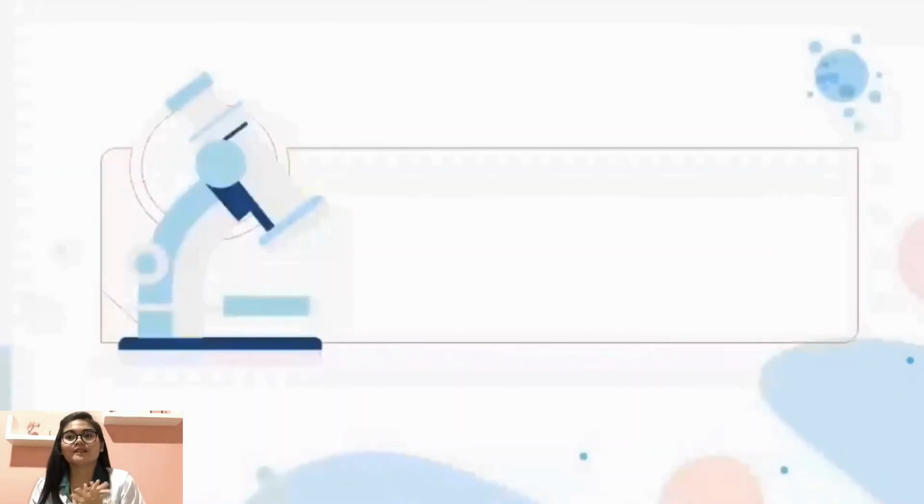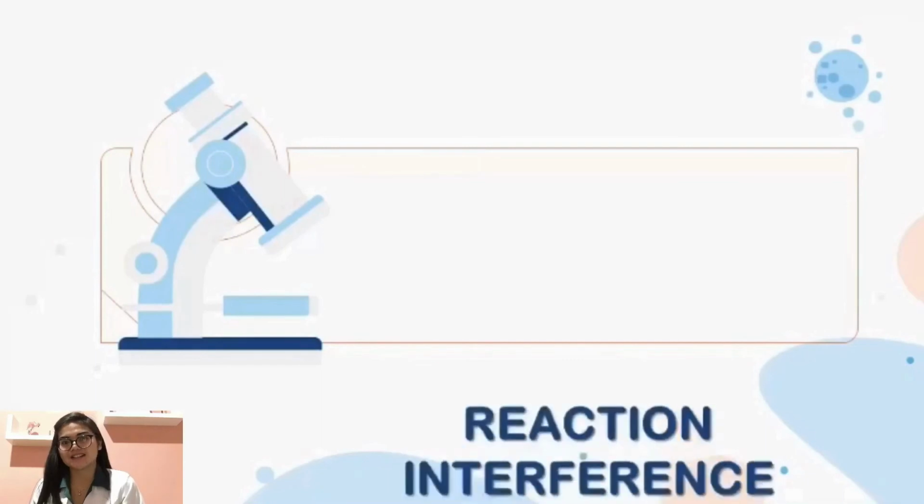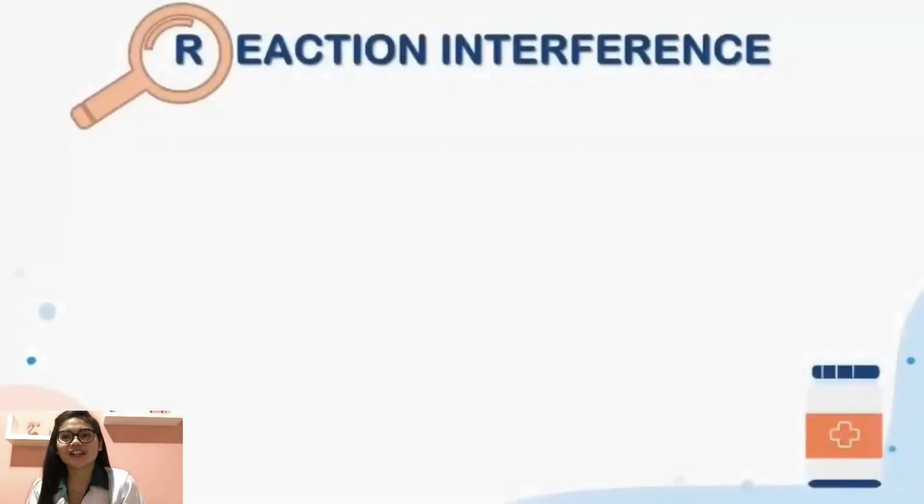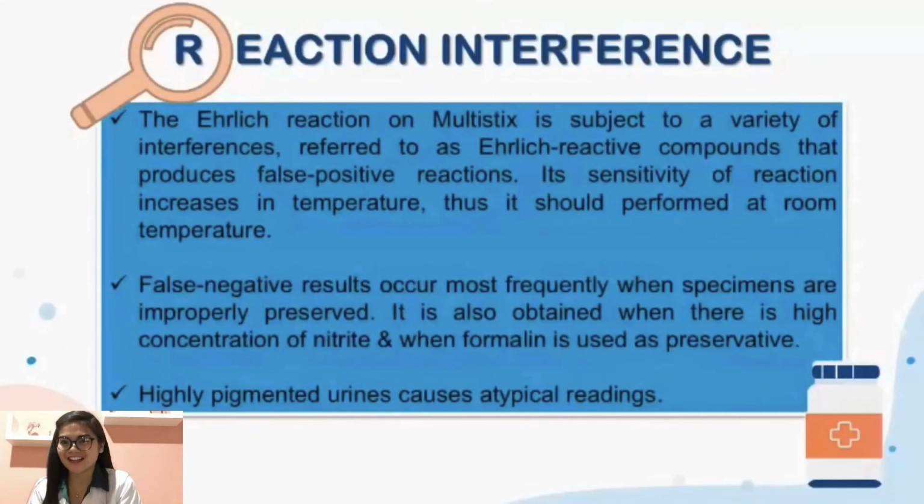And lastly, we will talk about reaction interference. The Ehrlich reaction on Multistix is subject to a variety of interferences, referred to as Ehrlich reactive compounds, that produce false positive reactions. The sensitivity of the reaction increases with temperature. Thus, it is important that it is performed at room temperature so that the results will not be affected, since it is sensitive to temperature.